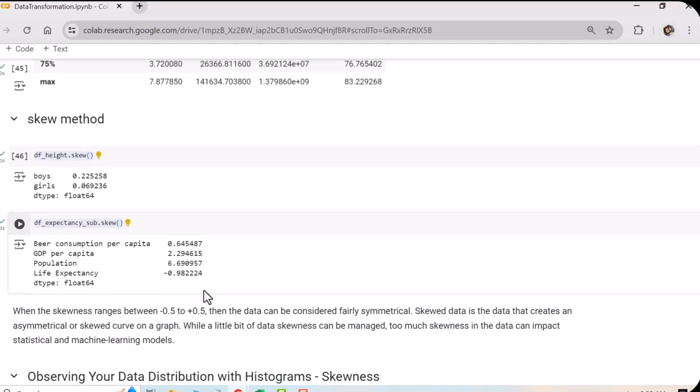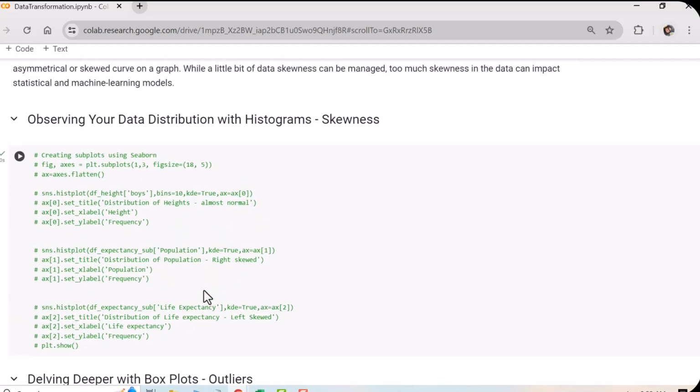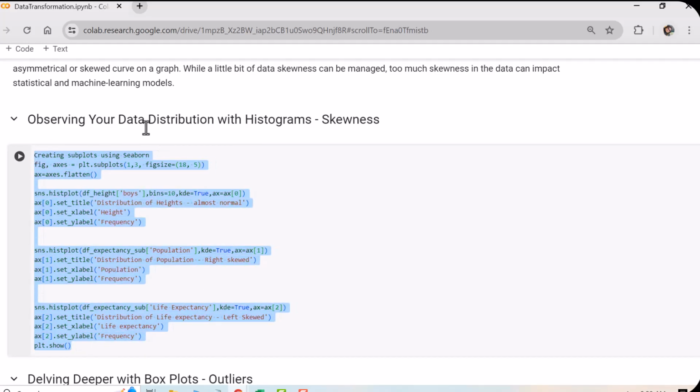Now we can visualize this through histograms, including a KDE plot. Let's see how. I've already described how to create such kinds of plots in my previous tutorial related to EDA, so I'll not be focusing on how to create plots here. Anyways, this notebook is available to you. I have created 3 subplots, one for the distribution of boys' heights, the other for the population, and the other for life expectancy, to see how a normal distribution, positively skewed distribution, and negatively skewed distribution look. So let's run this.